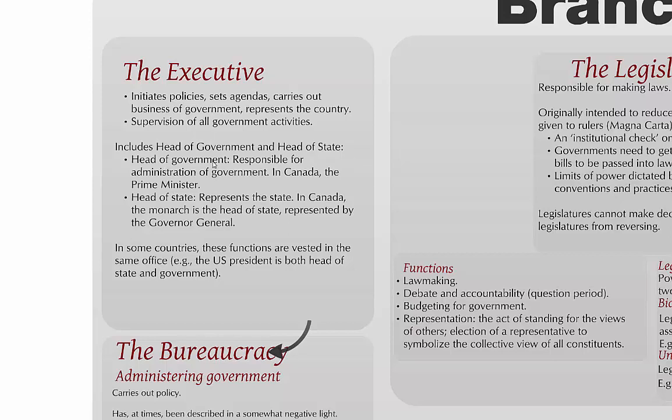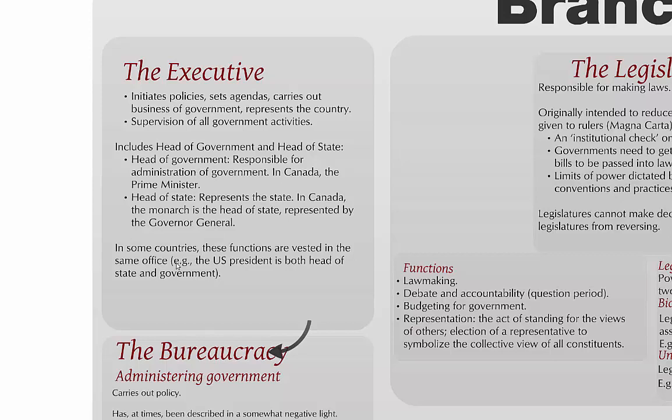The head of government is responsible for the administration of government. In Canada, where I live, that is the Prime Minister. Same thing in the UK. The head of state represents the state. In Canada, this is the monarch, the Queen of Canada, which is represented by the Governor General. So the Crown is the head of state, and the Prime Minister is the head of government.